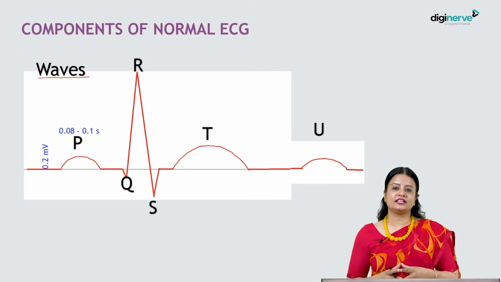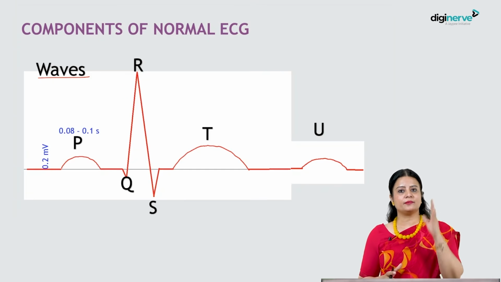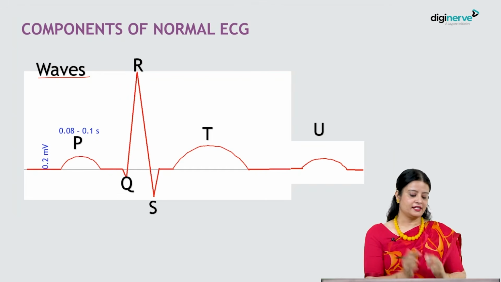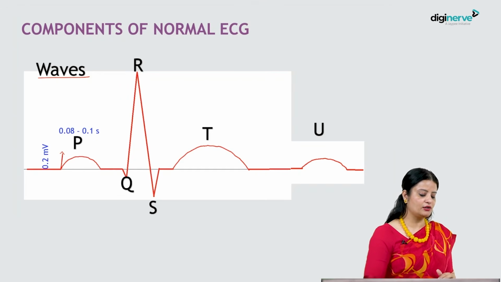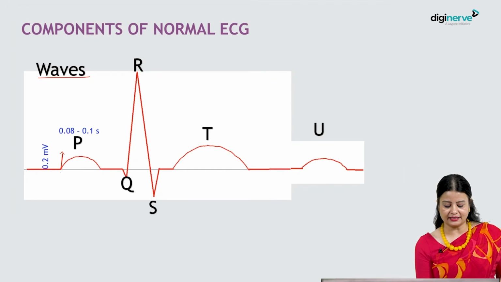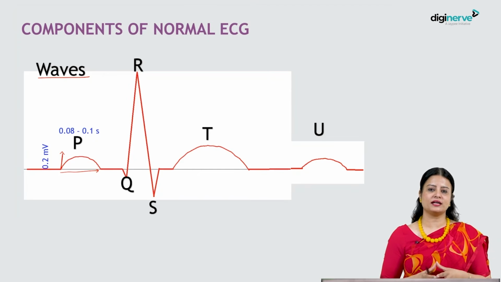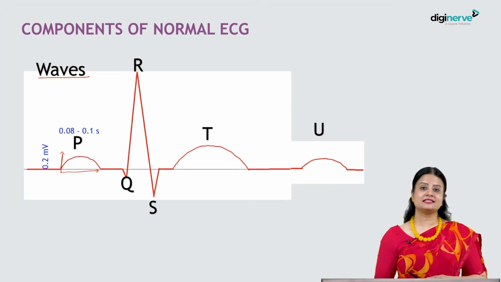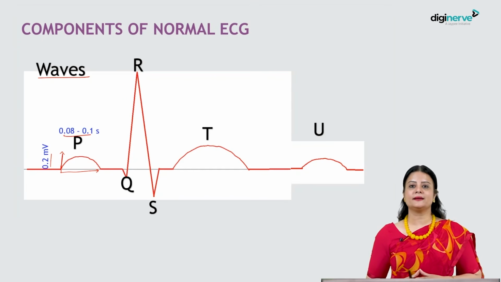And as I have already told you, these waves are nothing but a graph between the voltage and time. So the voltage of the P wave is 0.2 millivolt and it takes nearly 0.08 to 0.1 seconds to complete. Hence it gives us the magnitude and duration of the P wave.